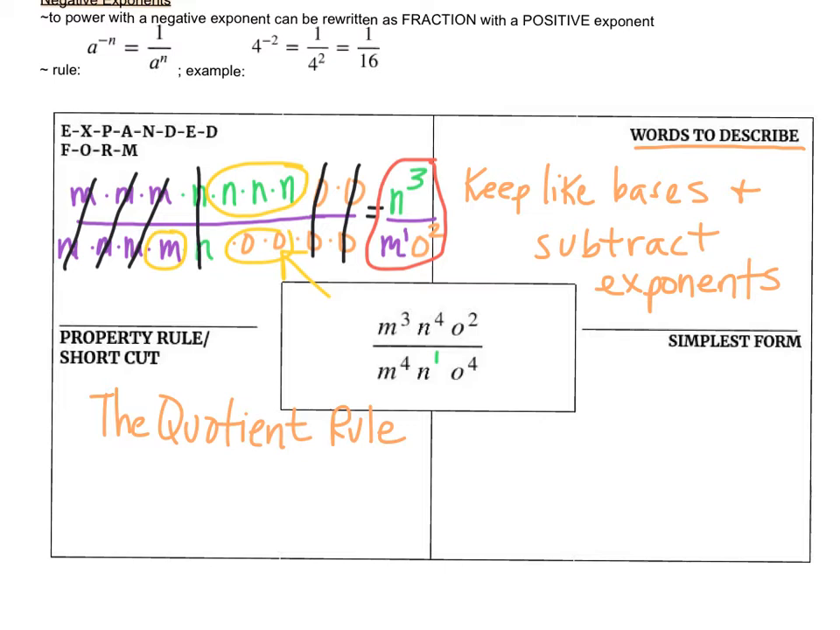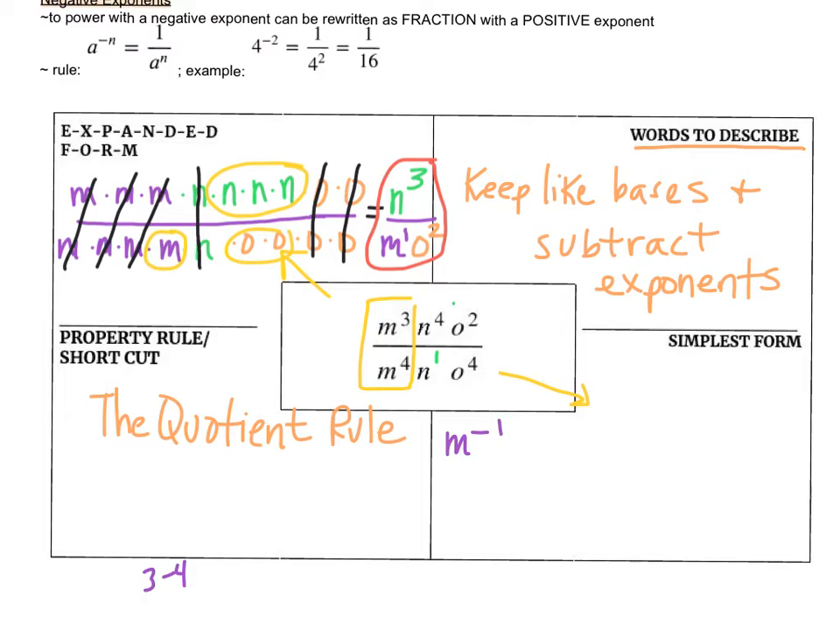Let's move on to do simplest form. So let's try to use the rule, the shortcut to solve this. So remember, when we're dividing and the bases are the same, we keep the base and subtract the exponents. So we're going to do m, and we're going to do 3 minus 4. That's negative 1.